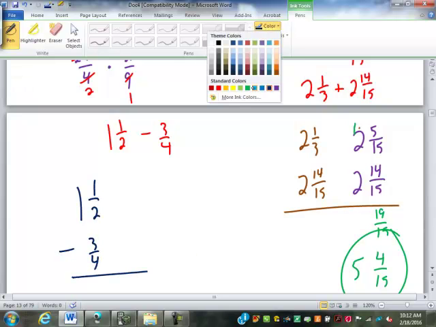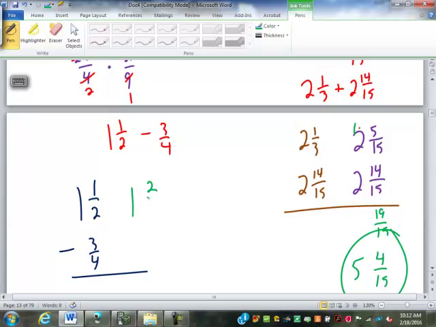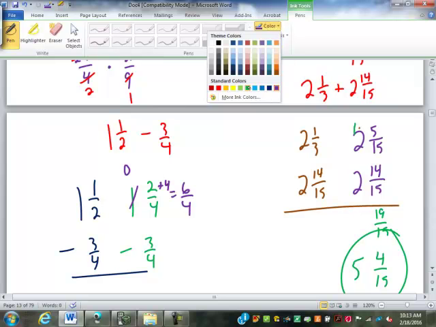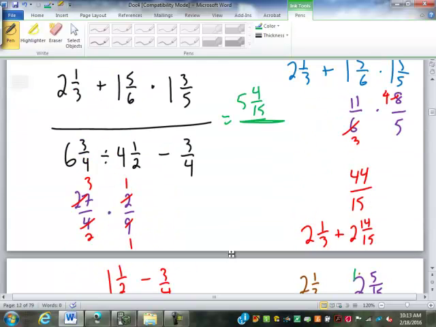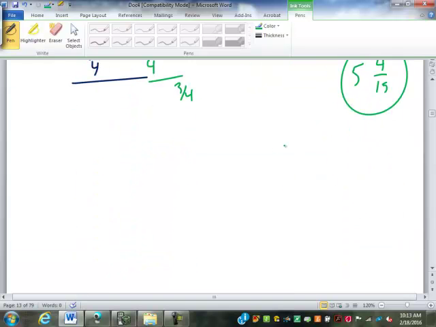Common denominator here is going to be 4. So this is 1 and 2/4 minus 3/4. Borrowing from the 1 makes that 0. Makes this 6/4. Minus 3/4 is 3/4. 6 minus 3 is 3/4. So 5 and 4/15 divided by 3/4.